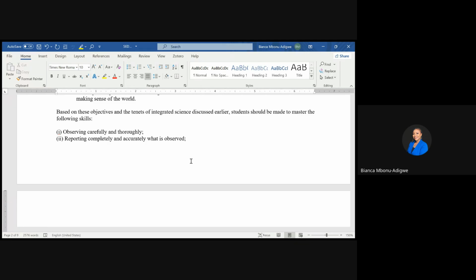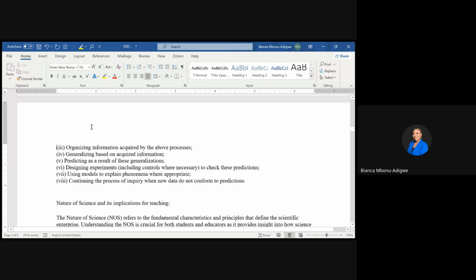These are now the scientific skills, the science process skills. You are taught how to observe carefully. You are taught how to report accurately. You know how to organize information. You can now generalize based on acquired information. What do we mean by that?